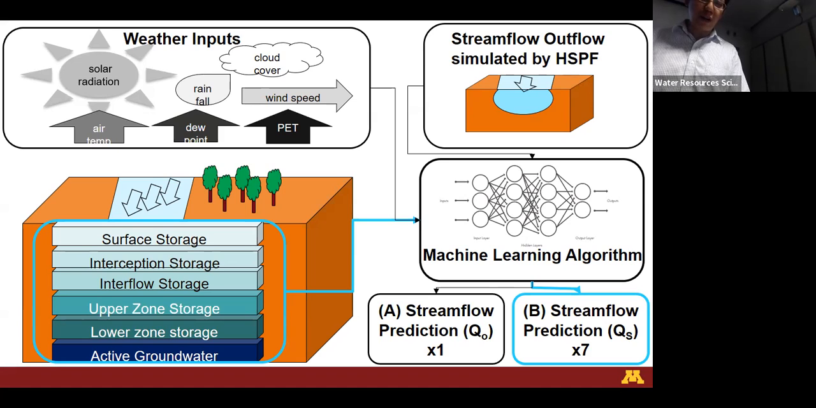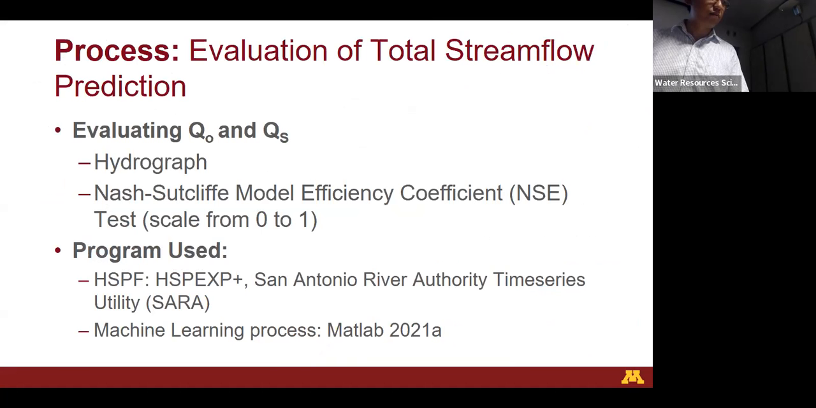Both control and experimental group predicted discharge, and both predictions will be compared to the simulation result from our original HSPF. And then we will evaluate the accuracy of the prediction by comparing the HSPF data, total discharge, which is our Q observation, and the prediction, which is the QS.